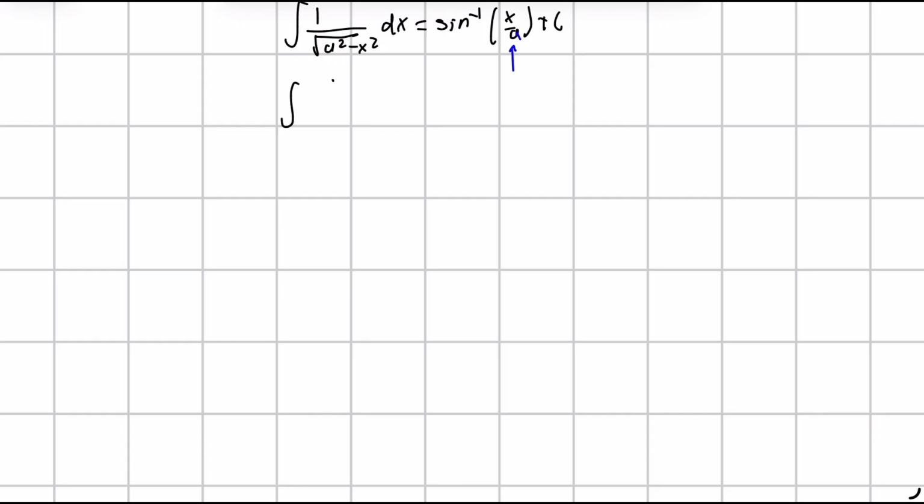So basically, let's do a setup where we have 1 over the root of 9 minus x squared times dx. You can see here that a squared is equal to 9, so a is equal to 3. So your answer is just going to be sine inverse of x over 3 plus c, because it matches our pattern. So how do we find the area under the curve?